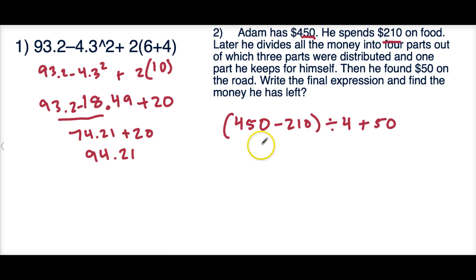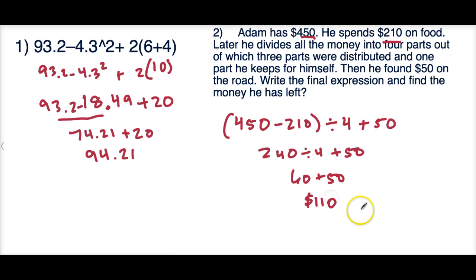So when I do this, he has $230 divided by 4 plus 50. And when I divide that, I made a mistake. It's 240. Sorry about that. So 240 divided by 4 equals $60, plus 50 more that he found, lucky guy. He ends up having $110 left over.